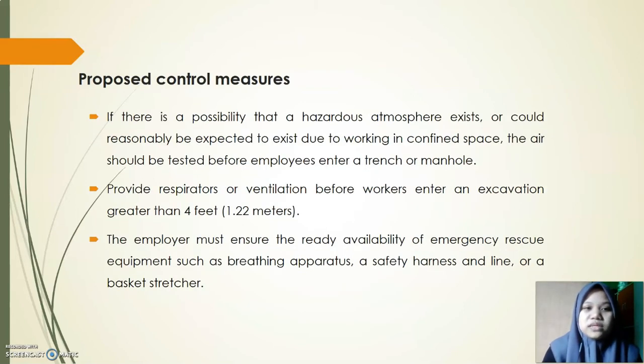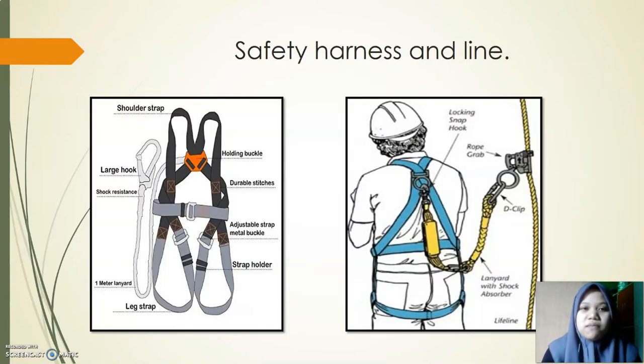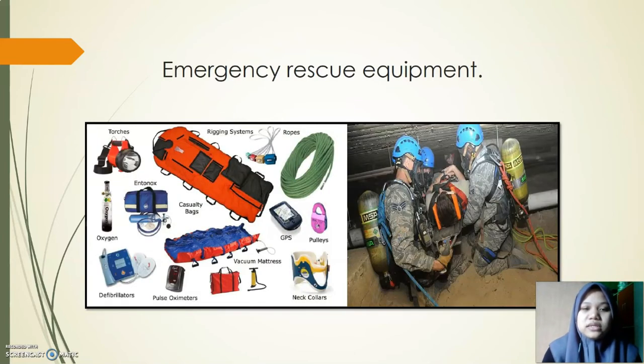The proposed control measure that we can do for a hazardous atmosphere situation is, firstly, the air should be tested before the workers enter that area. Then, the company could also provide respiratory protection and ventilation before workers enter an excavation area which is greater than 4 feet. The employer also must ensure that there is availability of emergency rescue equipment such as breathing apparatus, a safety harness and line, or basket stretcher before they start working.